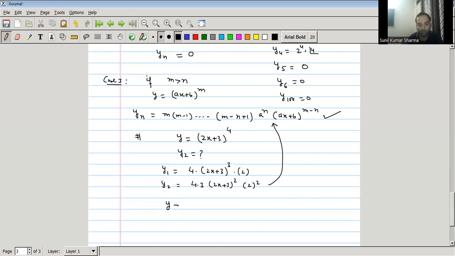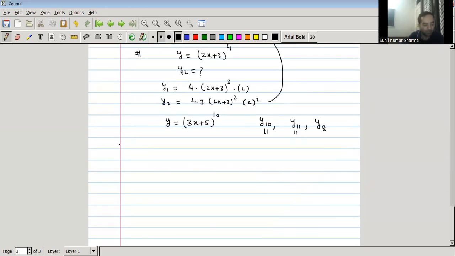For example, if you have y is equal to (3x plus 5) to the power 10, then try to find y10. Here n and m both are same. Try to find y11. Here n is greater than m. And try to find y8. Here n is less than m. So directly y10 is simple. Y11 is 0. And for y8 you can use this formula.